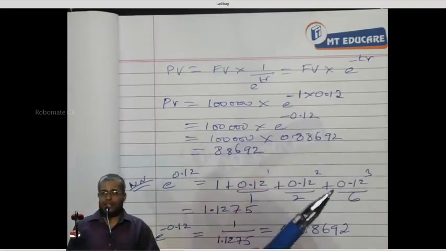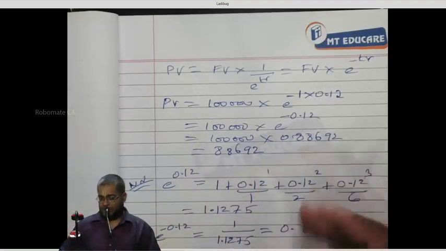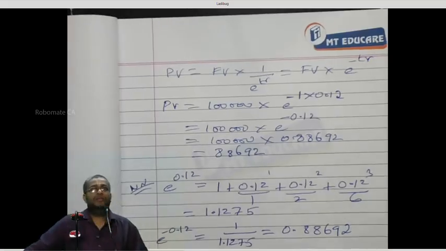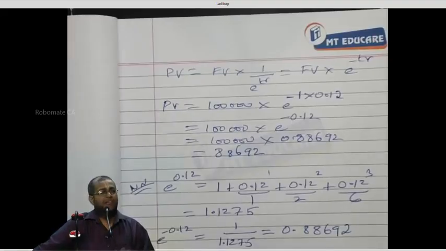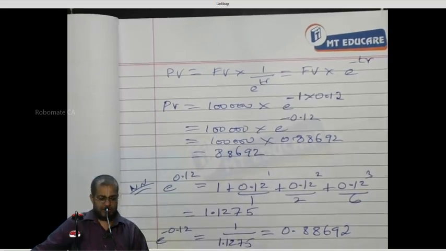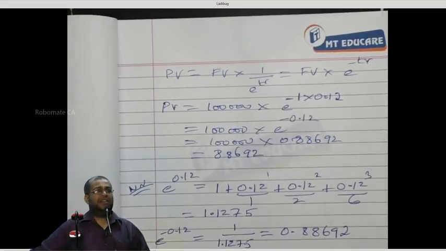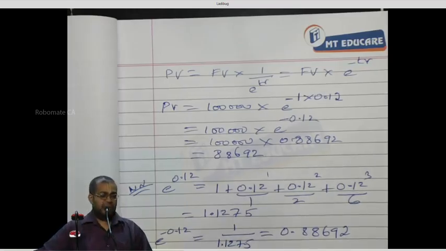So let us do one more exercise problem before I go for the next stage. Please write down. If Mr. X requires 1 lakh after 3 years, how much should he deposit today?